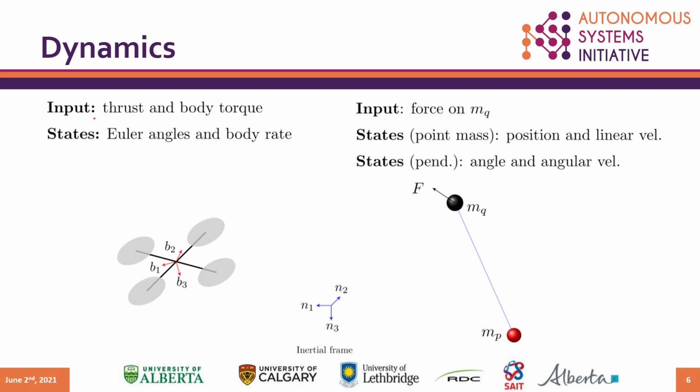The inputs for the pure rotational dynamics are the thrust and body torque, and the states are Euler angles and body rate. For the TP dynamics, the input is a pure force vector, and we distinguish between two sets of states. The states belonging to the point mass are position and linear velocity of the quadrotor. The states belonging to the pendulum are angle and angular velocity of the pendulum.